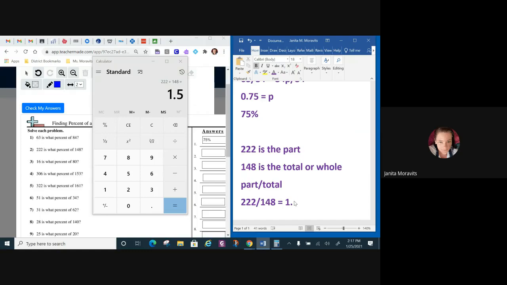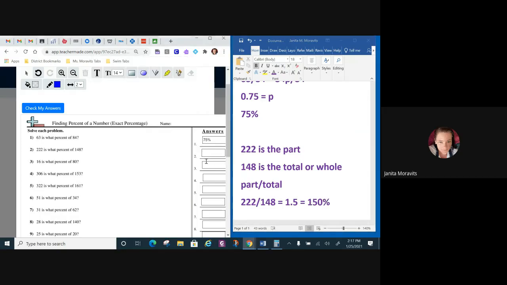1.5. Now, to change that to a percentage, remember, you move your decimal 2 places to the right. You only have 1 place here, so you're going to have to put a placeholder over here. So that's going to be equal to 150%. And you'll come right here and you will put your 150%. Make sure you put your percent sign in the answer.